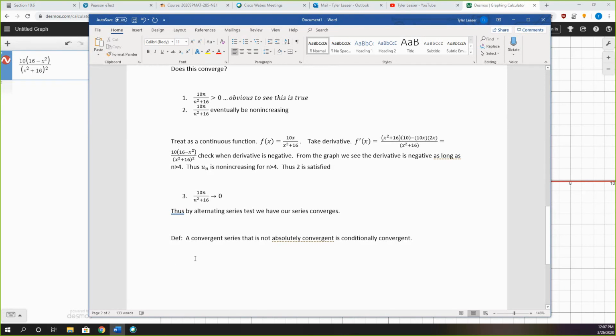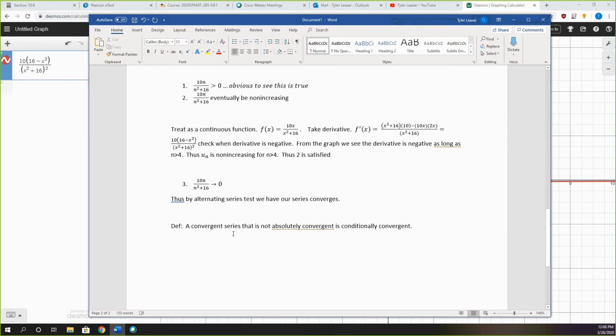One last little definition here. A convergent series that is not absolutely convergent is conditionally convergent. Conditionally convergent is the definition that we're looking at here. Remember that we looked at absolute convergence in section 5. Absolute convergence means not only does the series converge, but the absolute value converges as well. Conditionally convergent means that the series converges, but the absolute value does not converge.